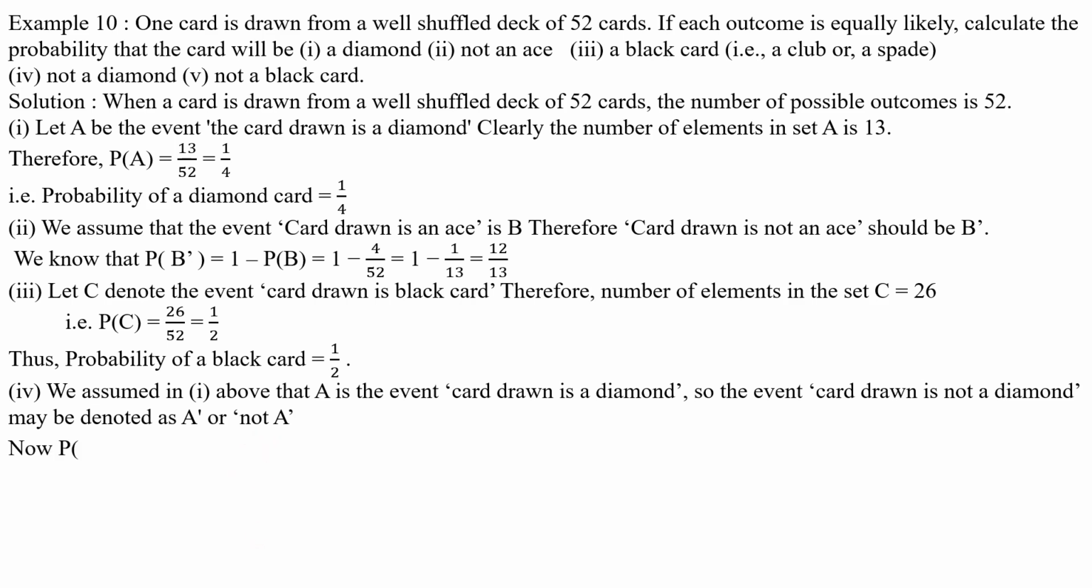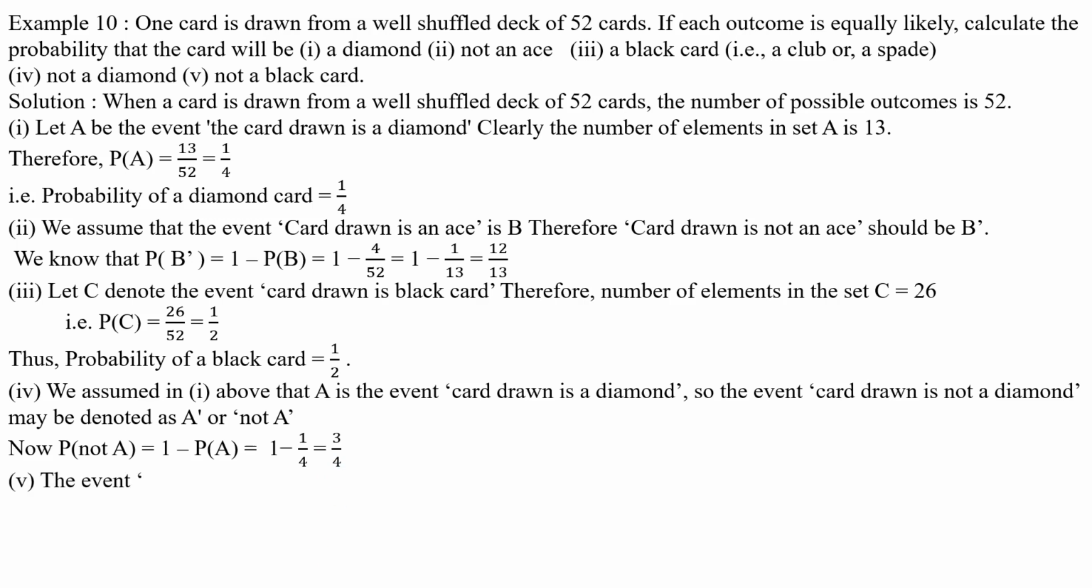Right. Now, P of not A is equal to 1 minus P of A. Yes or no, my children? So 1 minus, what is the value of P of A? 1 by 4. Previously we found P of A is equal to 1 by 4. So 1 minus 1 by 4. Understood this statement, children? That is equal to, by simplifying these two numbers, we get 3 by 4.